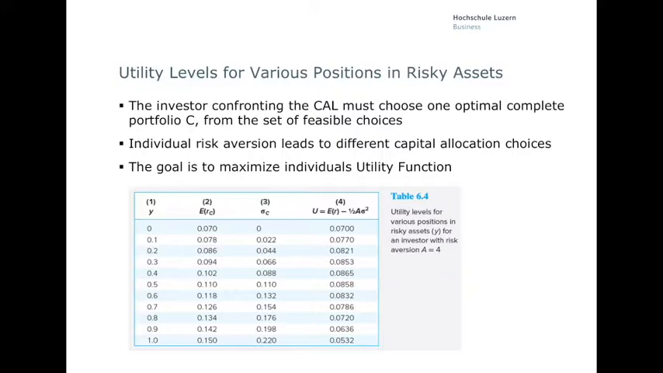The goal is to maximize the individual's utility function. In the table below, this is found at Y equals 0.4, for an investor with a risk aversion of 4, where he achieves the highest utility.